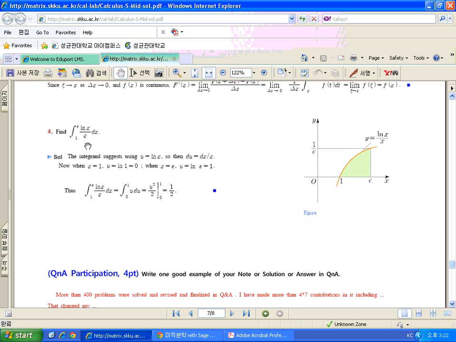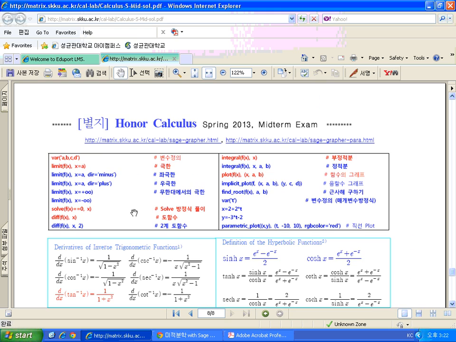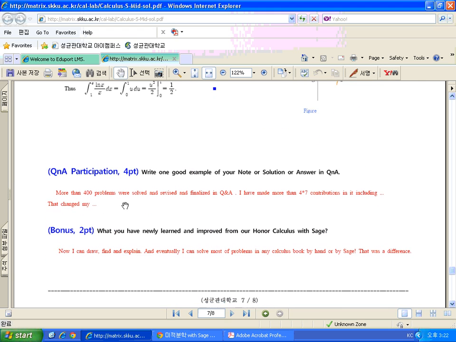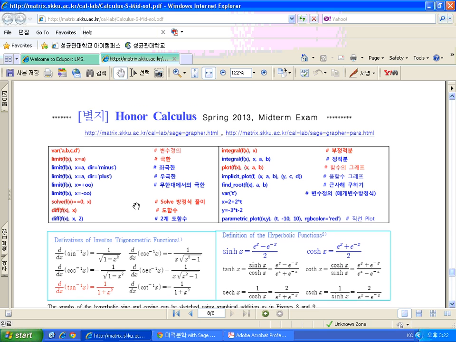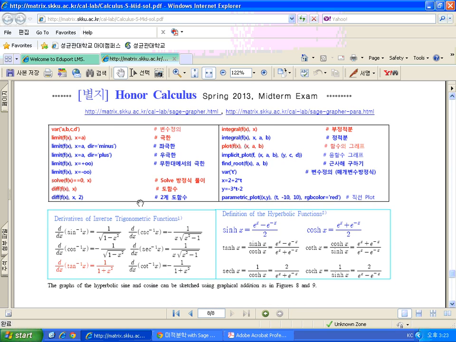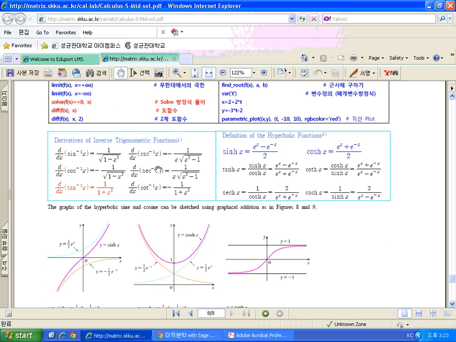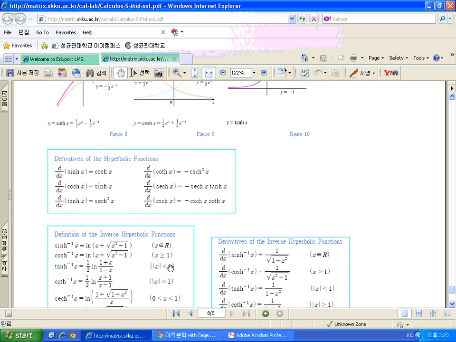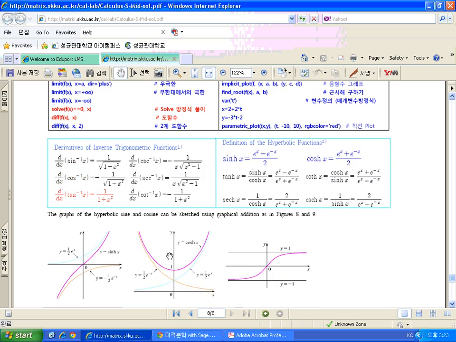And the last one was to find the integral of ln of x over x dx from 1 to e, which can be easily found. And also you can draw the graph without much difficulty. And I also gave you some extra points for your participation. And also, I gave you the SAGE command that you can use in the midterm examination. And also, I gave the whole table and the graphs that can help you to deal with the given problems.